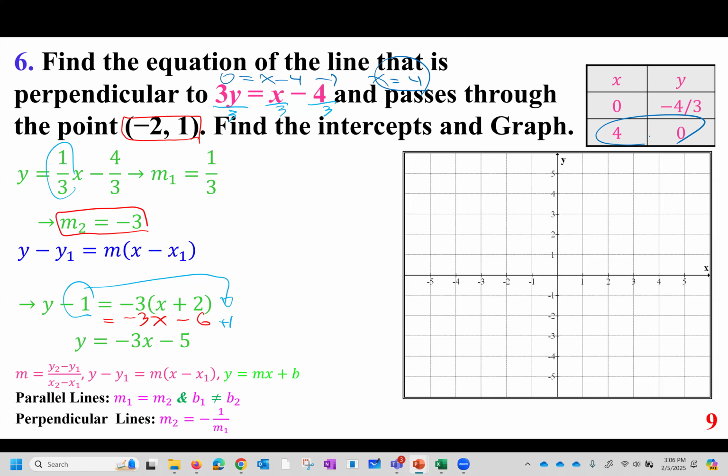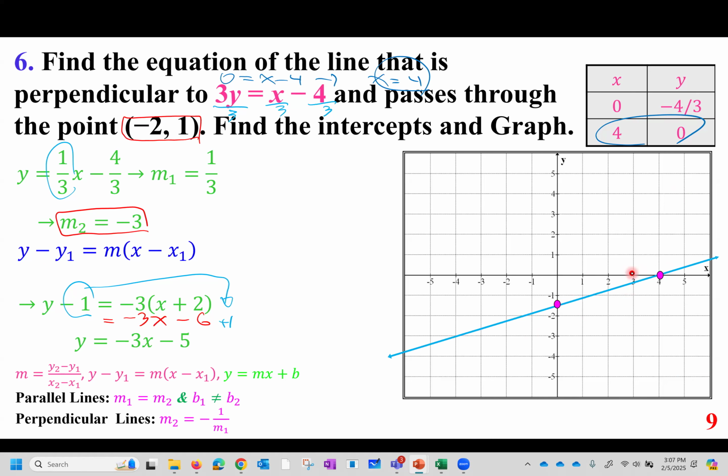The other one is even easier. You set x equal to 0, 3y equals negative 4. Those are the points. And so we can plot those pairs. (0, negative 4/3) is negative 1 and 1/3, so somewhere here. And (4, 0): 1, 2, 3, 4. And that's the line. This is the given line.